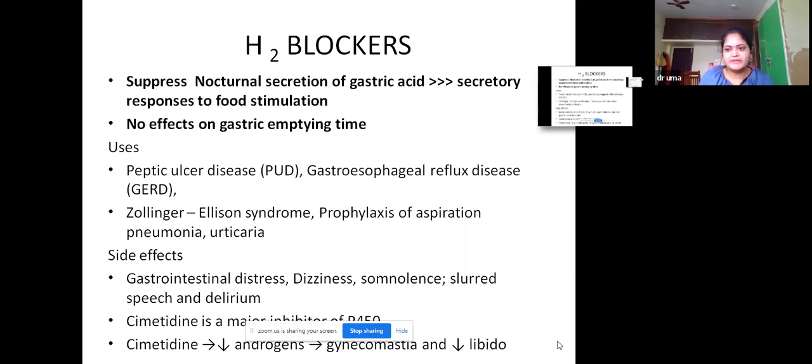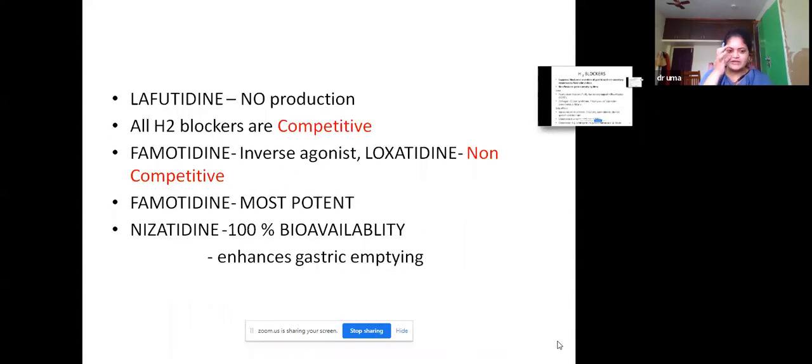Cimetidine is the major inhibitor of cytochrome P450 enzymes, so a lot of drug interactions occur with cimetidine. Cimetidine is the least potent drug of this class. Cimetidine is an anti-androgen. It decreases the androgen levels and increases the prolactin levels. So patients are more prone to gynecomastia, galactorrhea, and decreased libido. The important thing is lafutidine is a drug which increases nitric oxide production.